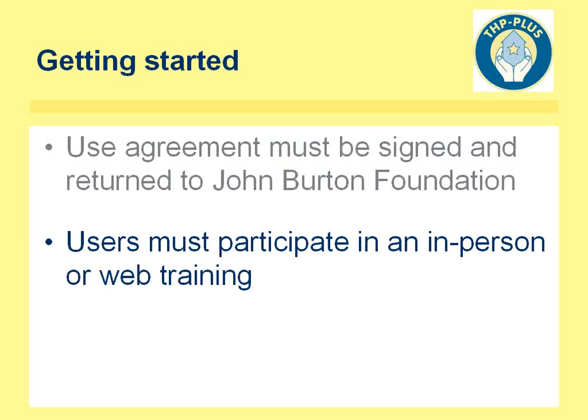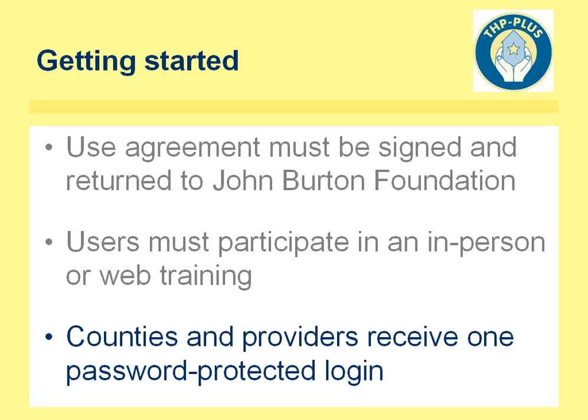Users also must participate in either a web training like the one we're doing right now or in an in-person training. We're offering some of those throughout the state in the next couple of weeks. That's just to make sure that people fully understand and have been oriented on the system. Once those two requirements have been met, counties and providers will receive one password-protected login per agency. That will be distributed by email to the primary contact person for THP-Plus at that county, or to the primary contact for that service provider.